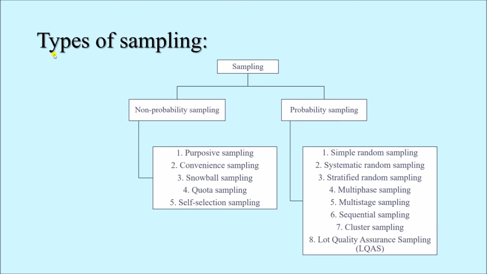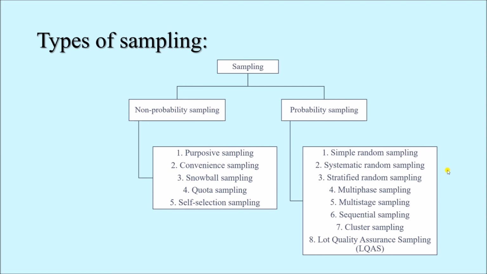Now this is the classification of sampling, where we can see the different types of sampling. Sampling can be non-probability sampling and probability sampling. What are the differences? We shall learn in our future videos. Anyway, non-probability sampling can be of different types like purposive sampling, convenience sampling, snowball sampling, quota sampling, and self-selection sampling. On the other hand, probability sampling can be simple random sampling, systematic random sampling, stratified random sampling, multi-phase sampling, multi-stage sampling, sequential sampling, cluster sampling, or lot quality assurance sampling, LQAS.